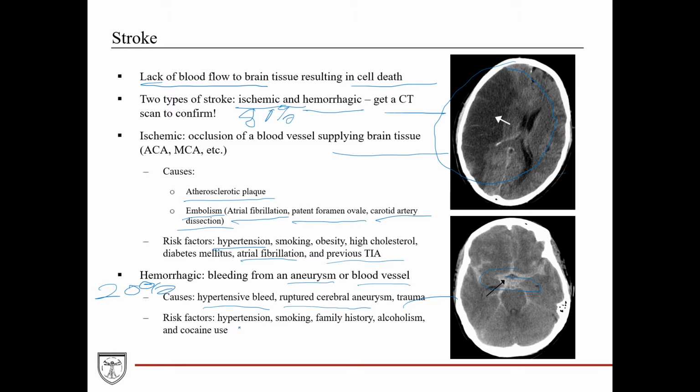Risk factors for this as well: hypertension, smoking, family history of these. So there are some diseases like Ehlers-Danlos that have aneurysms, or polycystic kidney disease, alcoholism, and then cocaine use especially.